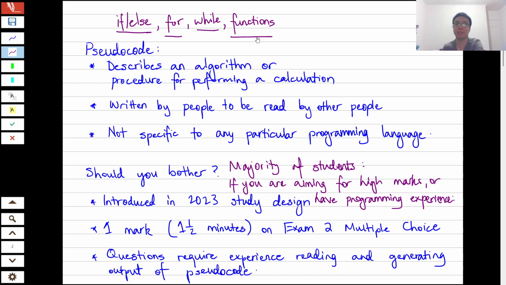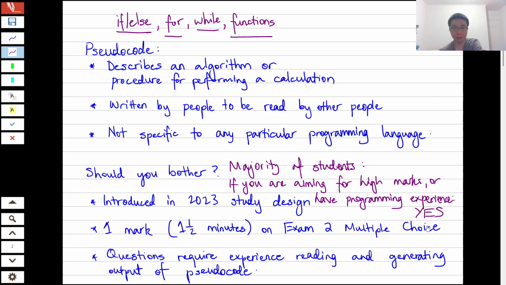So things such as Newton's method, the bisection method, and the trapezoidal rule for estimating the area under a curve. These can all be implemented as computer programs, and therefore they can be implemented as functions with parameters. If you have a basic idea of what I've been talking about, then I think this topic is something for you. So if you are someone with programming experience and you are aiming for high marks, then I think you should continue watching this video.